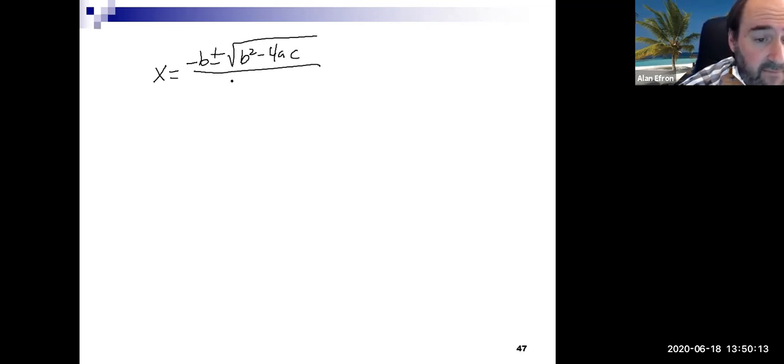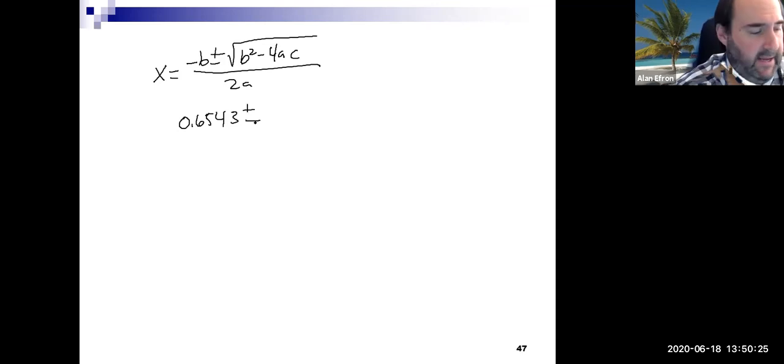Now what we're going to do is go into our quadratic here. That's going to get us x is equal to minus b plus or minus the square root of b squared minus 4ac, divided by 2a. If we pop in our numbers, it looks like we have 0.6543 plus or minus, and I'm going to clean up what's inside the square root. We have our b squared, 0.6543 squared, minus 4 times a, which is 50.3, times our c, which is 0.000898.